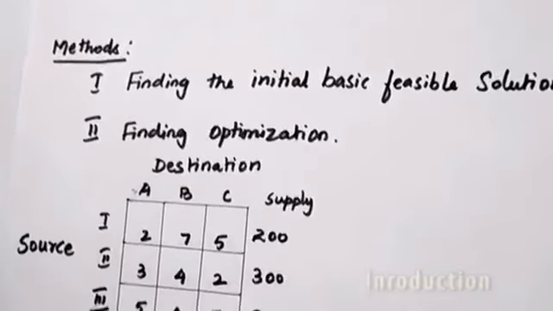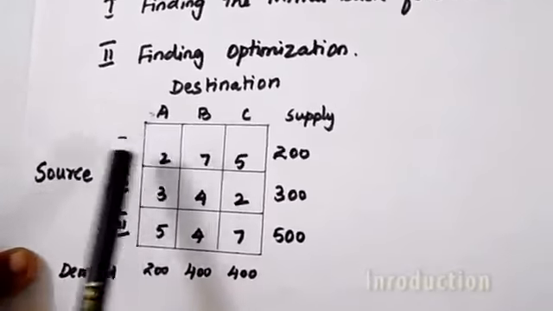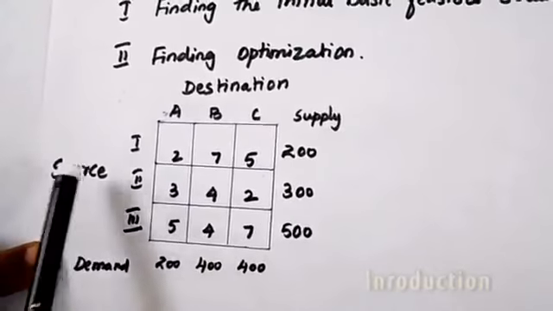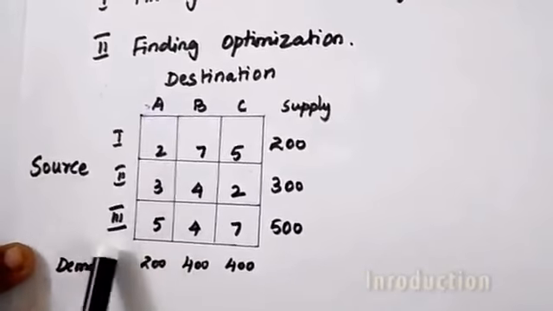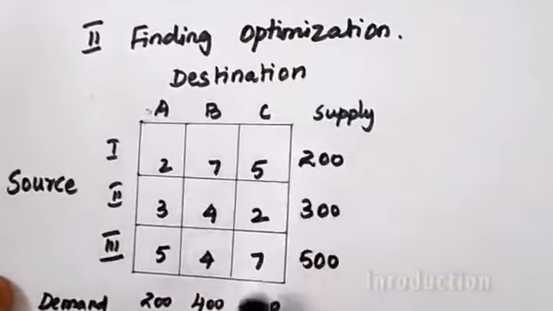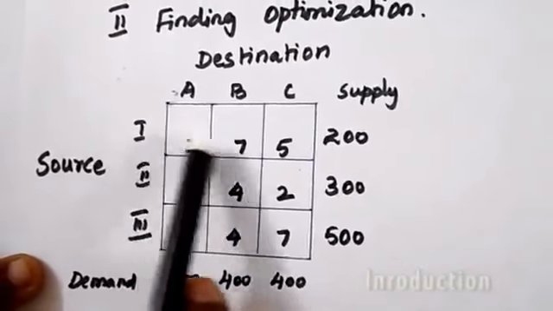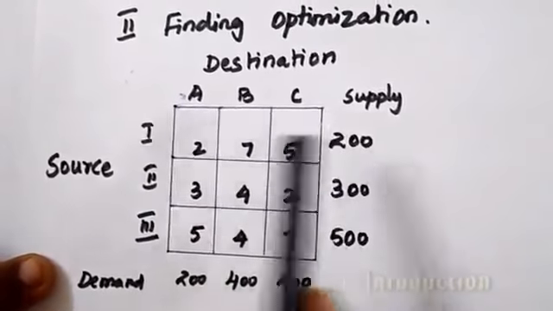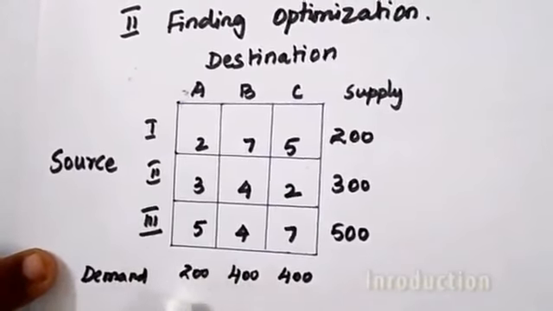Now I am going to explain with an example. This is called a row: first row, second row, third row. These are the three sources available. Then A, B, C, three columns. Each source, that is each row, has some supply. Each column has some demand.